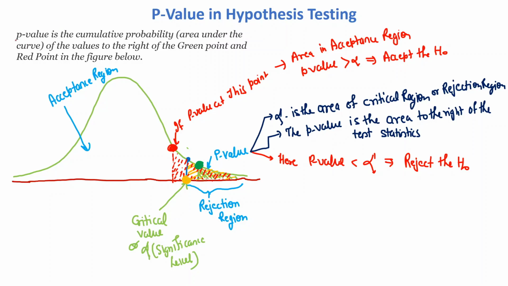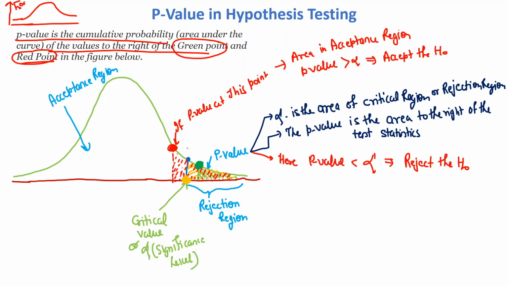P-value is a cumulative probability of the value to the right of the green point and red point. I am just taking these as an example so that you can visualize it properly. So it is saying cumulative probability. What is the cumulative probability? Let's say this is your cumulative, it means F of x.